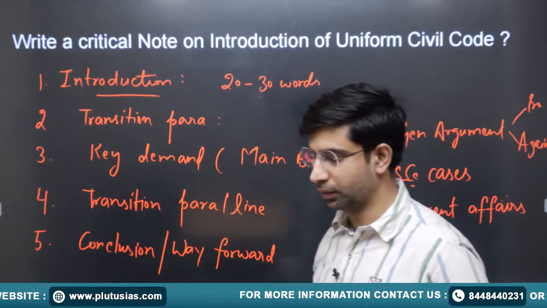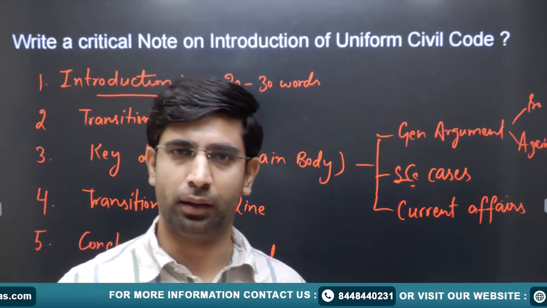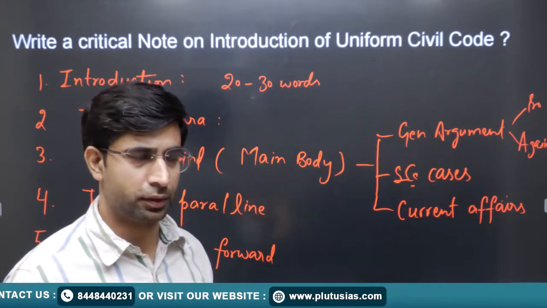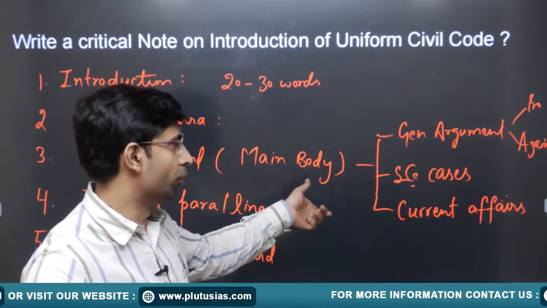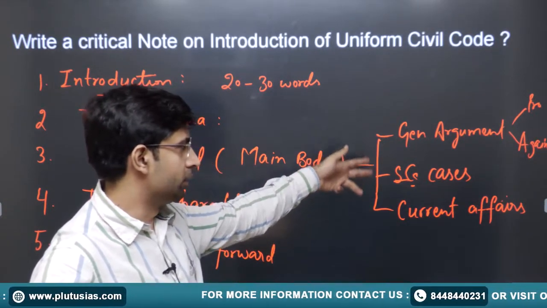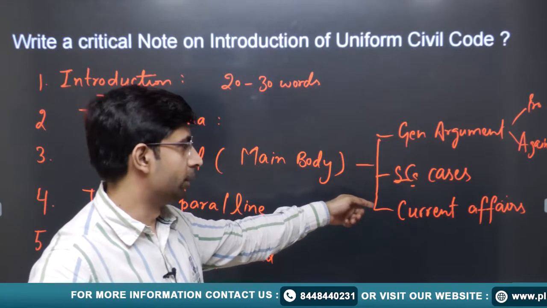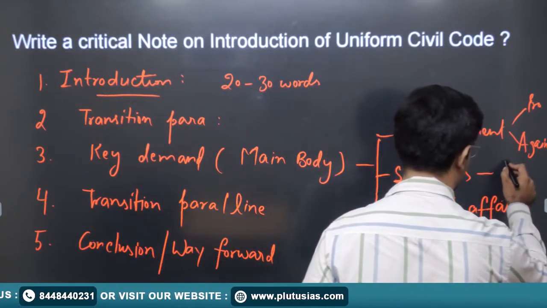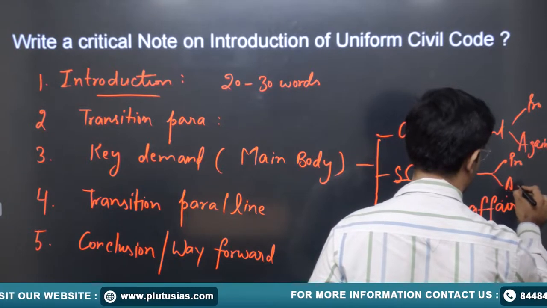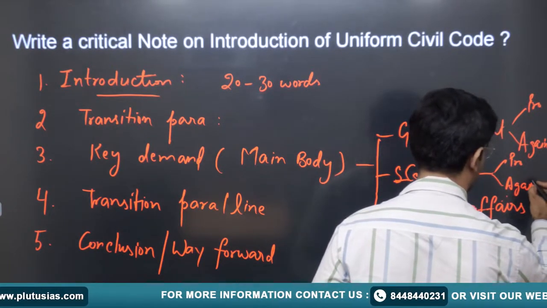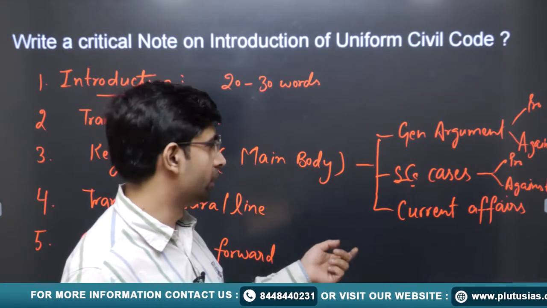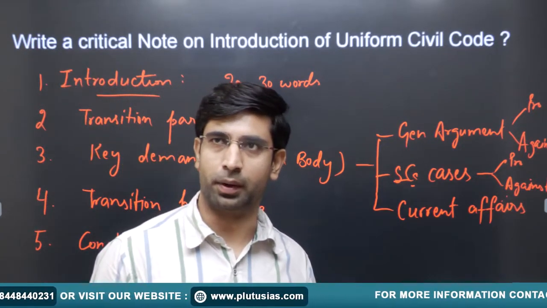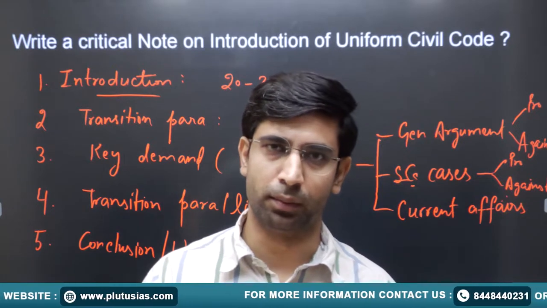See, the biggest problem in the law optional is that people know many legal arguments related to the question, but they don't follow the right structure. And this is the main reason they are not getting a good score. Your main body part should have these three components: general argument, then the specific case laws, which will again be in favor and against, pro and against, where you will write the legal perspective, legal key points, then the current affairs. Then you will write a transition paragraph for your conclusion part, which will be on the basis of the discussion in the body.